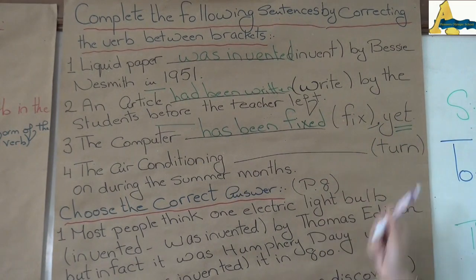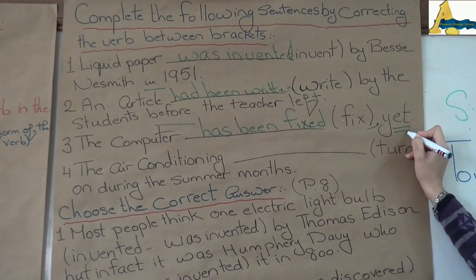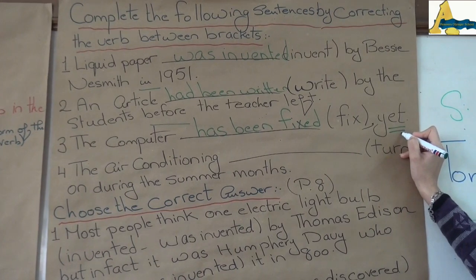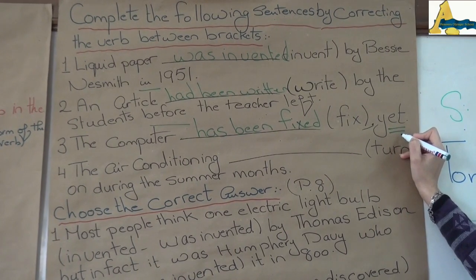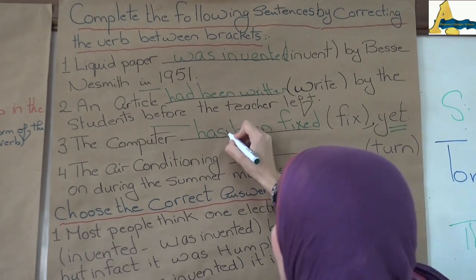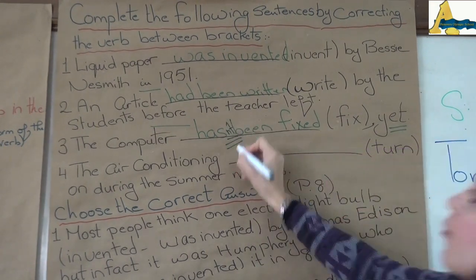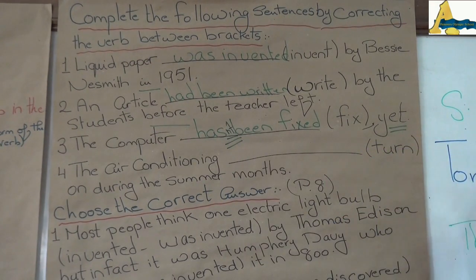Can I say "has been fixed yet"? No. Of course, when I have the key word "yet," there should be a negative form in the sentence. So it has to be: The computer hasn't. Don't forget to add "not." Not yet. Hasn't been fixed yet.